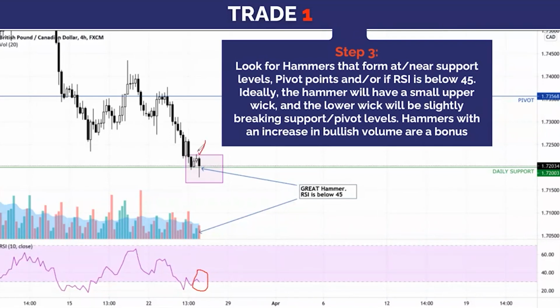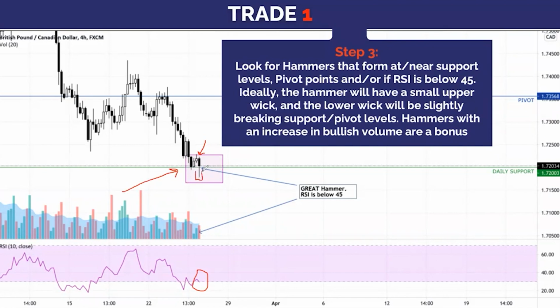It's got a little bit of an upper wick, which is good. It's forming at a support level. You can clearly see that it's forming at a nice support level. So this is actually a really good candle for me. I like the wick because it actually pierces through the support level.